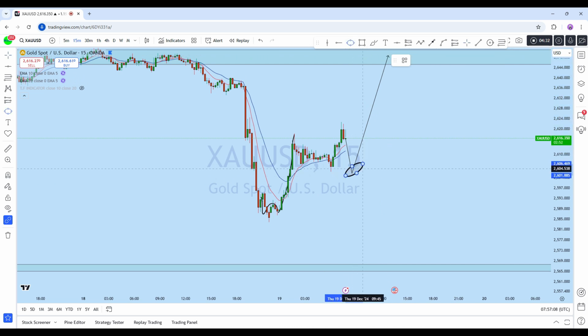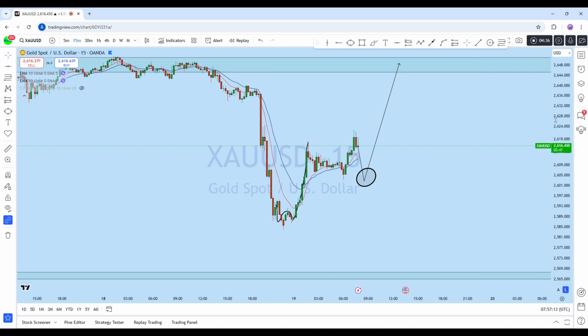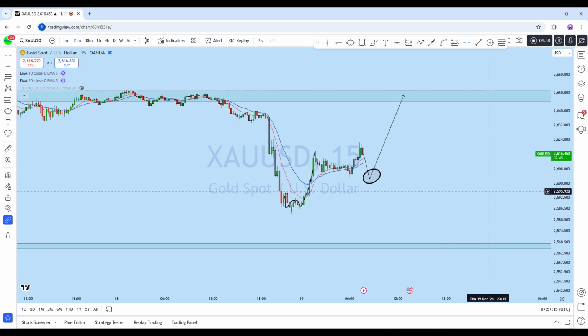As soon as we find a suitable entry after a strong liquidity grab, we can look for a potential entry opportunity on XAUUSD. I hope that traders, you enjoy this analysis.